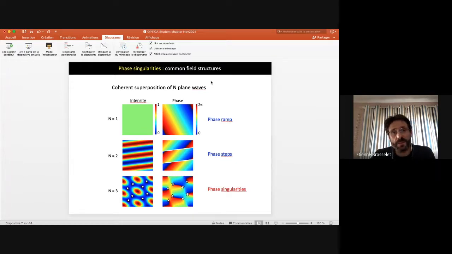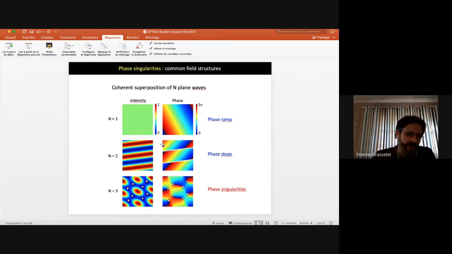To see that, let's consider a superposition of several plane waves. If you take one and place a screen and look at the intensity, it's a constant intensity. And the phase, depending on the orientation of your screen intersecting your plane wave, will look like a ramp, if you can see the phase. If you take now two waves, you will have fringes, as you usually have when interfering two beams. In that case, you have some discontinuities appearing at the place where the amplitude is 0, which is a signature of the fact that the amplitude of the electric field goes from a positive value to a negative value.